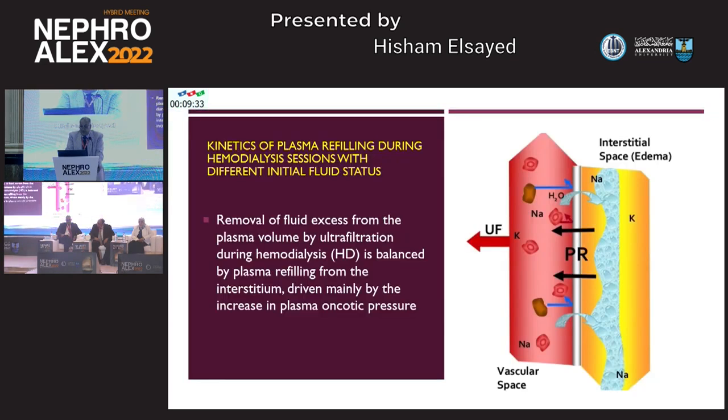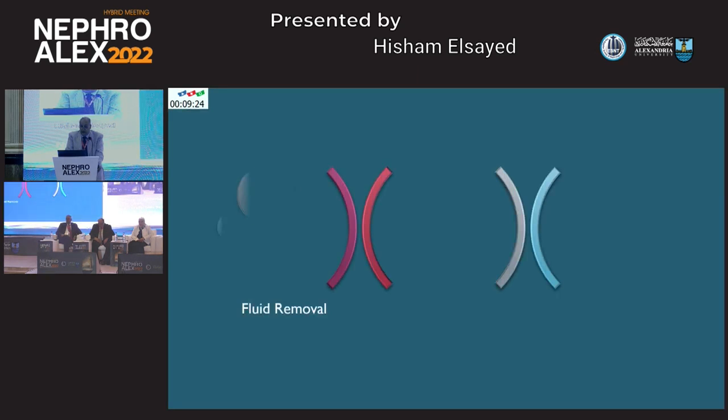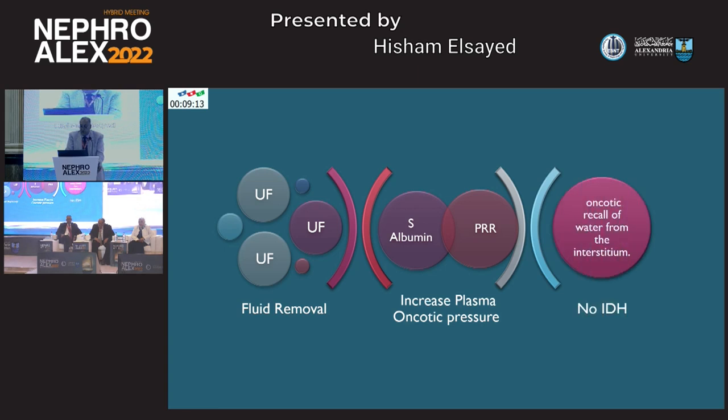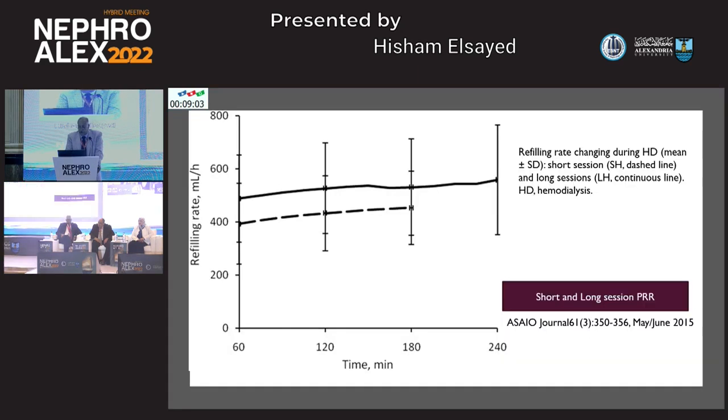What about the plasma refilling? Plasma refilling means substitution of the intravascular component by the interstitial fluid, and it is mainly due to fluid removal, ultrafiltration, increase in the plasma oncotic pressure due to concentration, and on the other hand, deficient serum albumin can lead to intradialytic hypotension due to lack of oncotic recall of the water from the interstitium. So ultrafiltration and low serum albumin can induce intradialytic hypotension.